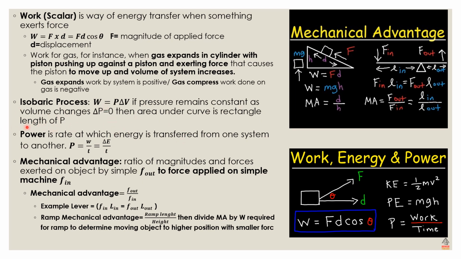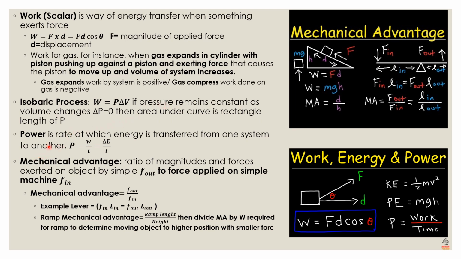Next you have power. Power is basically the rate at which energy is transferred from one system to another. And then P, power, can be expressed as work over time. So what is work again? Work can be F times d, divided by time. But work can also be mgh. Where did we see mgh before? It's potential energy.